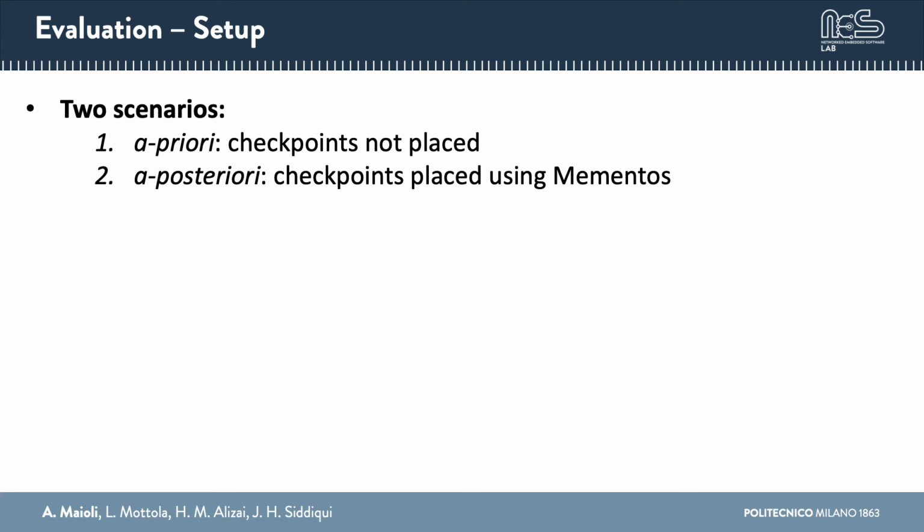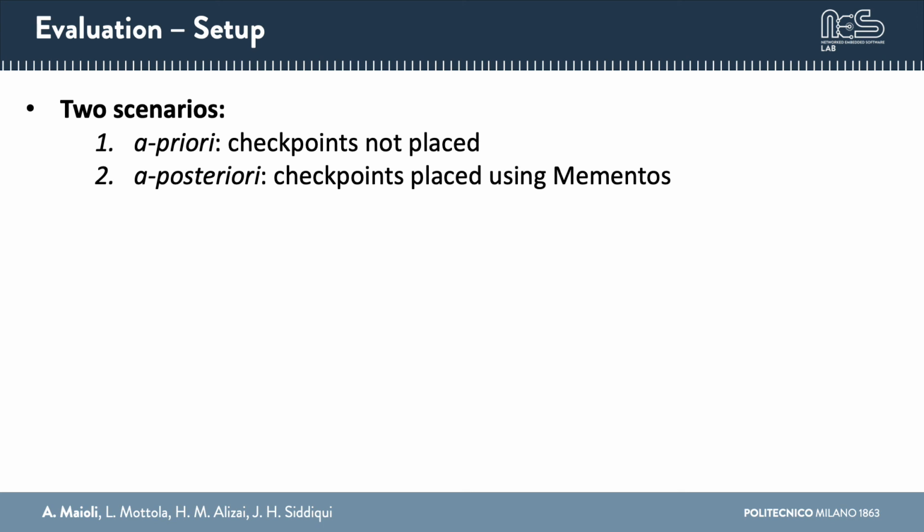In the first one, which we call a priori, checkpoints are not placed inside the program. Here we want to target a developer that needs to explore various memory configurations, so to identify the one that best suits its requirements. Instead, in the second scenario, which we call a posteriori, checkpoints are already placed using the strategy of Mementos. Here, we want to target a developer that needs to perform a post-mortem analysis on an already deployed device that experienced some unexpected behavior.